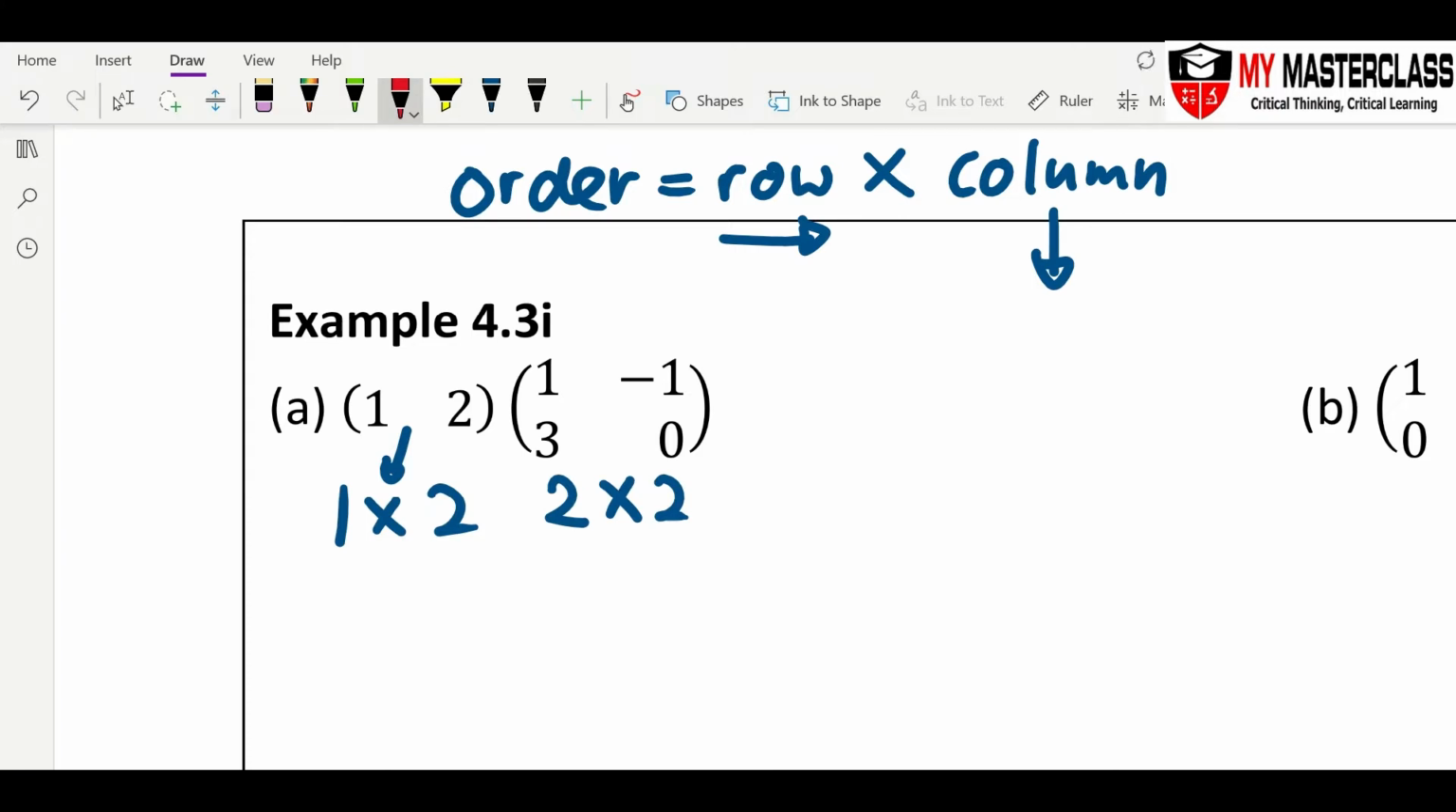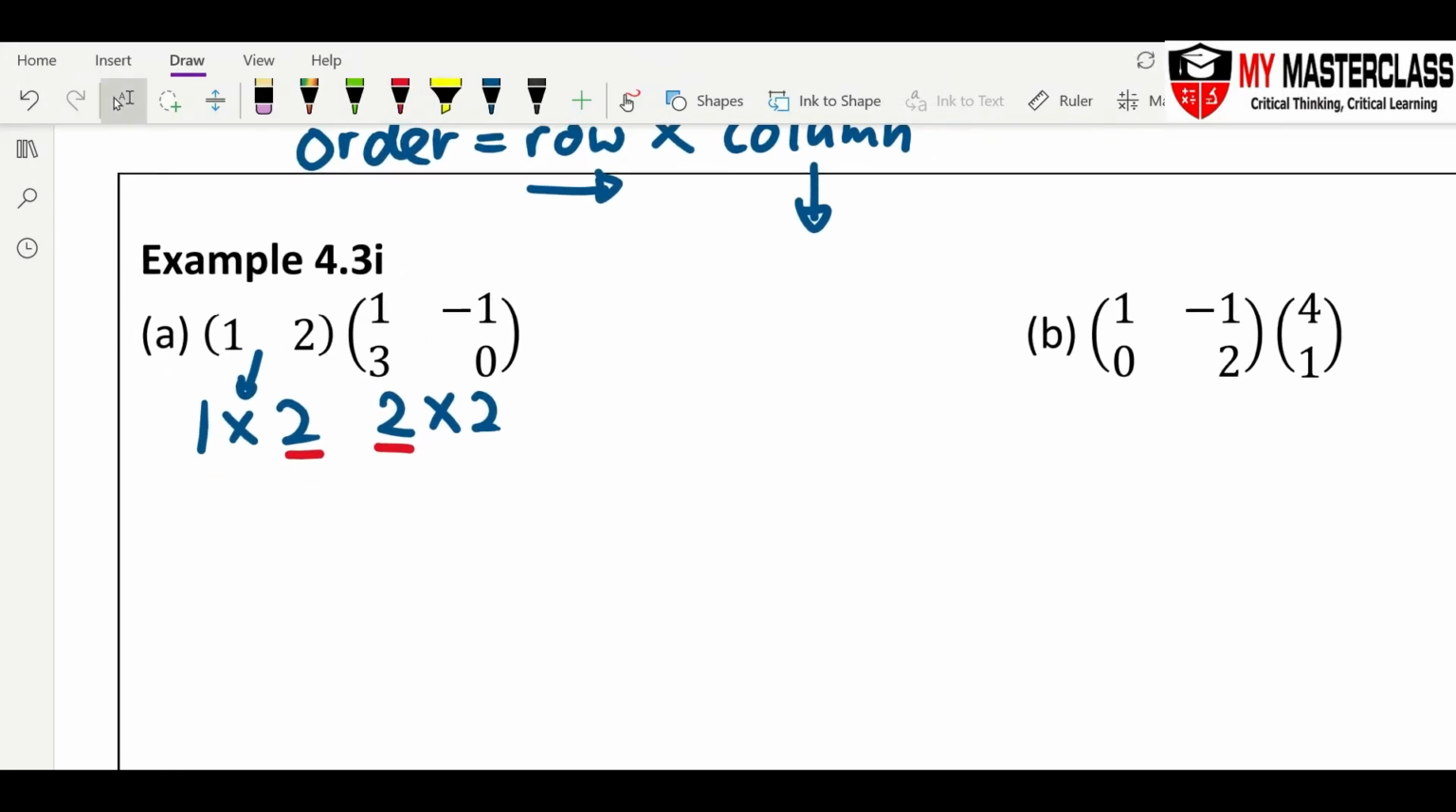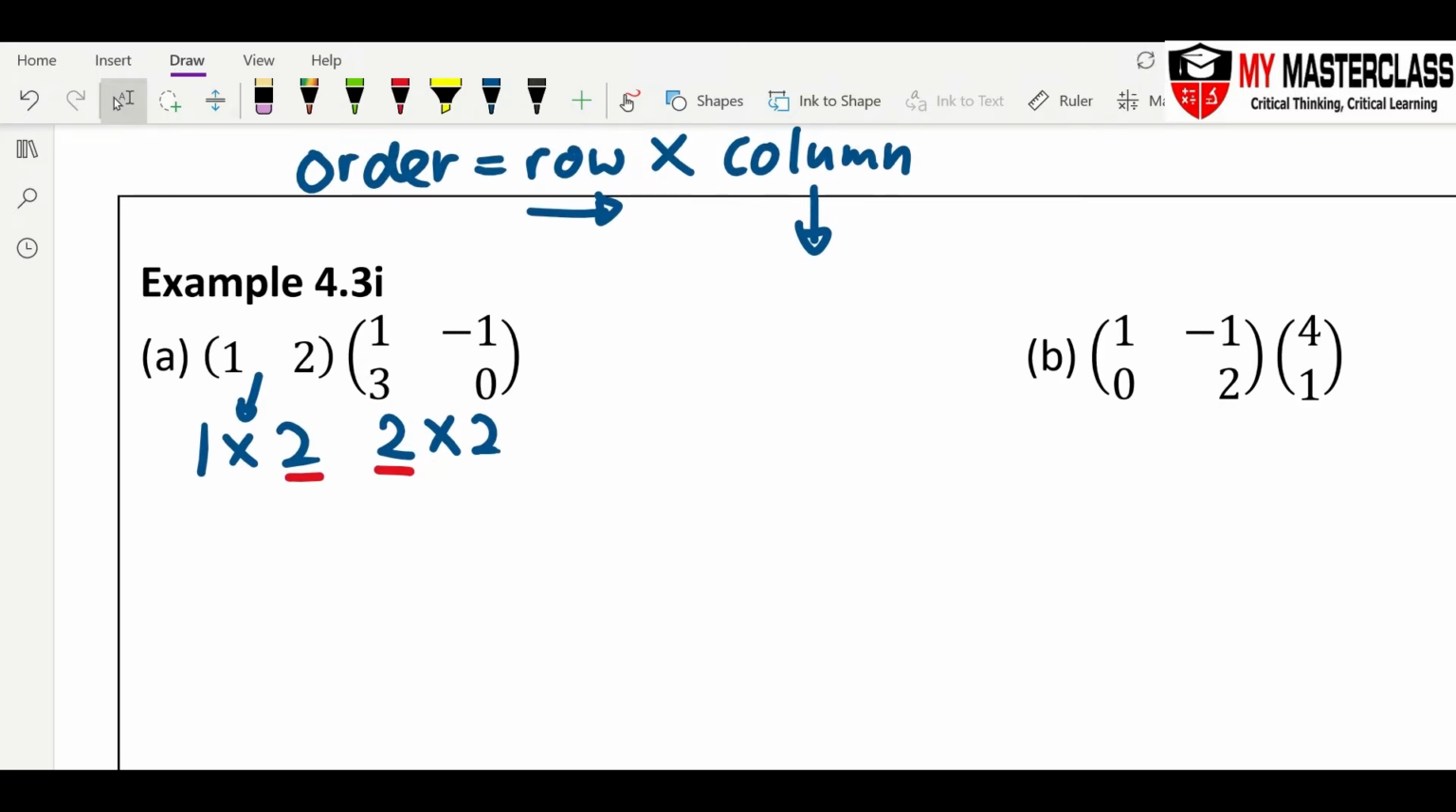In order to do matrix multiplication, the inner two, the column of the first matrix and the row of the second matrix, must tally. Then we can do matrix multiplication. If not, you cannot do matrix multiplication, and something is wrong with your structuring. Then the result matrix, the answer you're going to get, is a 1 by 2 matrix. We take the row from the first matrix and the column of the second matrix.